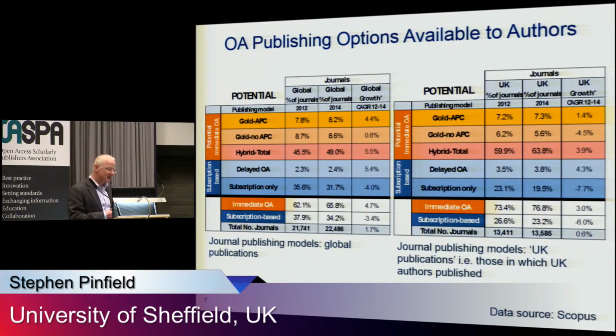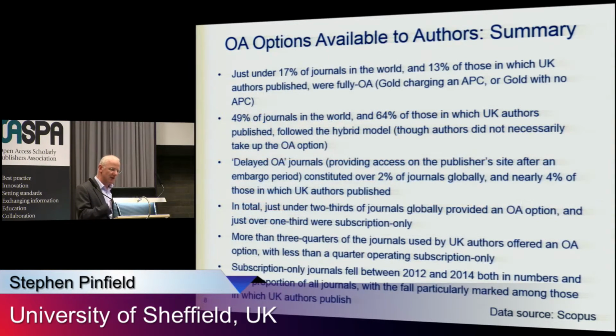So what this is telling us, you can see the comparison between 2012 and 2014, is that overall there is a growing set of options available for authors in terms of OA publication. And that is true for UK authors more than globally in terms of the journals that they use, which I think is quite important. Interestingly, subscription journals over the period were a declining number of journals, both in terms of the real number and in terms of the proportion of the overall, which I think is quite interesting. Those words there are for the record because they just say what I think I've just said.